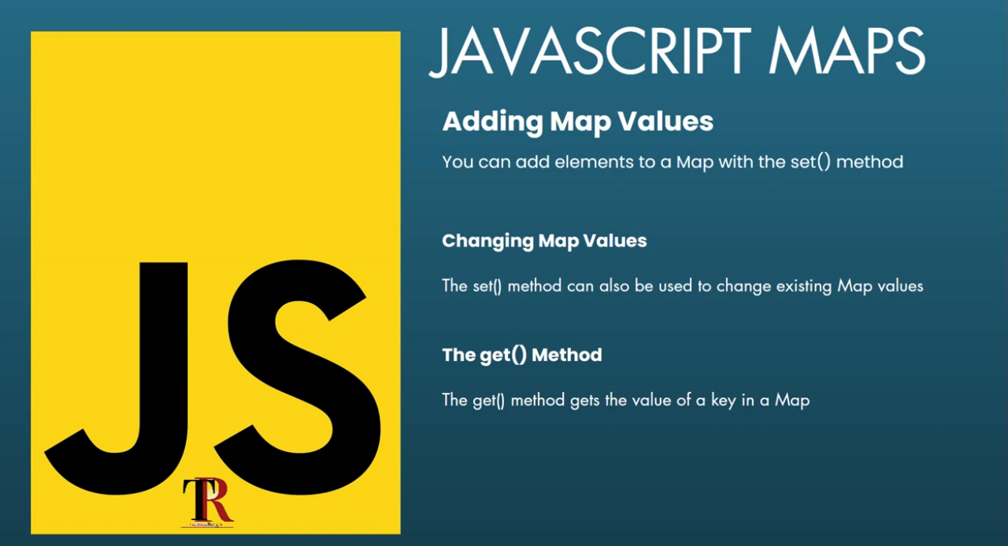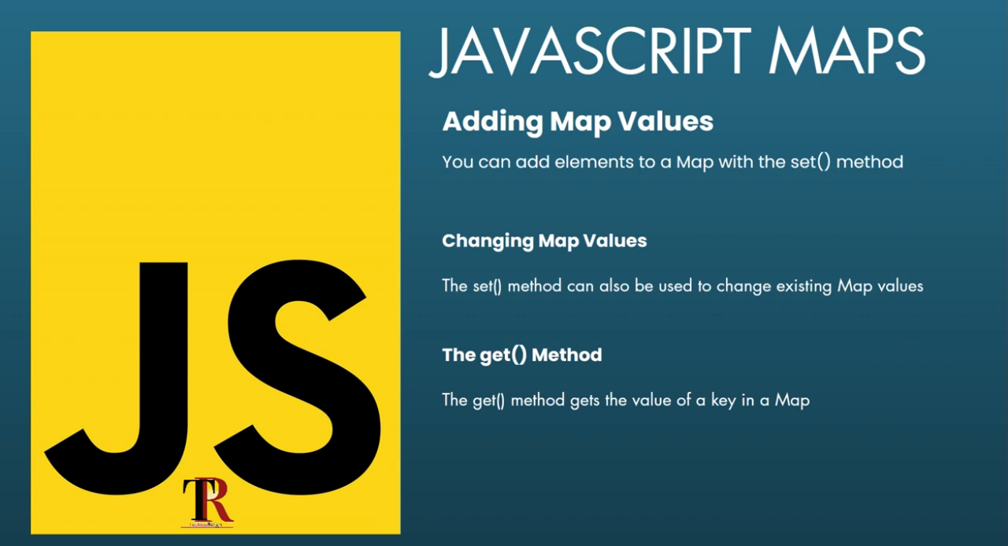And welcome back. In this lesson, we are going to begin to examine different methods that are available when working with map objects in JavaScript. We are going to be looking at how to add map values, how to change map values, and how to get map values using the get method.